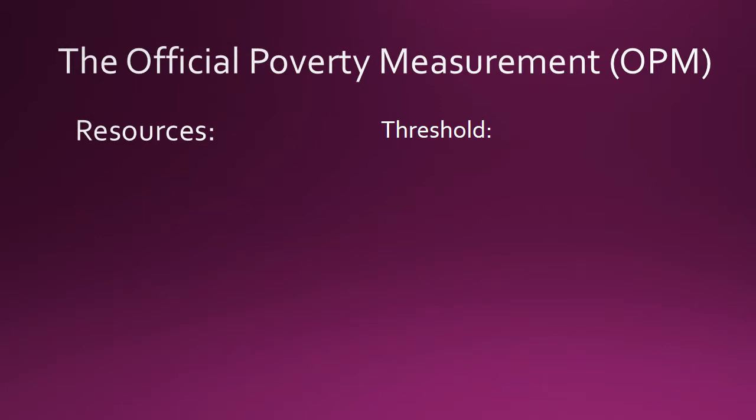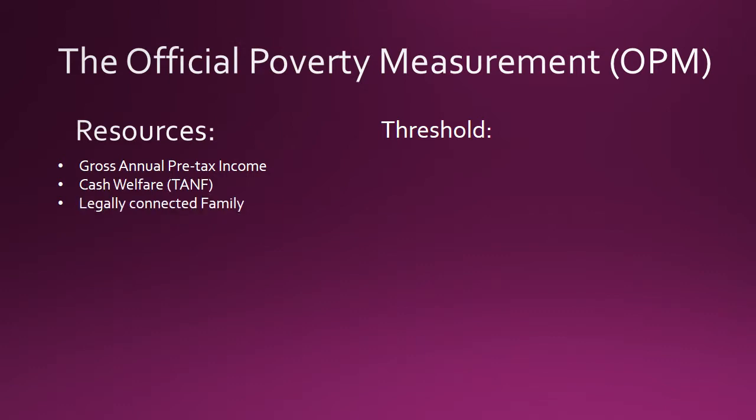Here in the U.S., there's a wide degree of support for this type of measure. It has two components: poverty thresholds and definition of family income via resources. These resources the OPM accounts for are gross annual pre-tax income, cash welfare such as TANF, and family members who are legally connected in a single household. The threshold for the OPM is defined by Mollie Orshansky's Thrifty Food Basket, which is multiplied by 3.